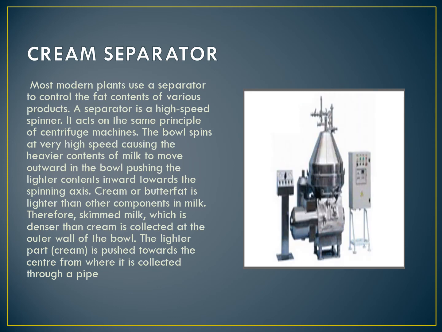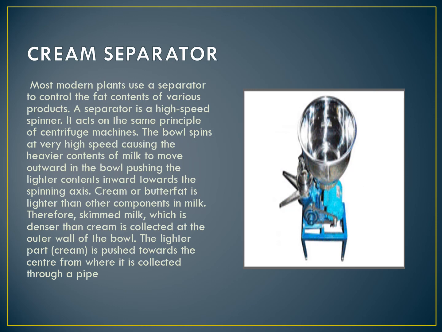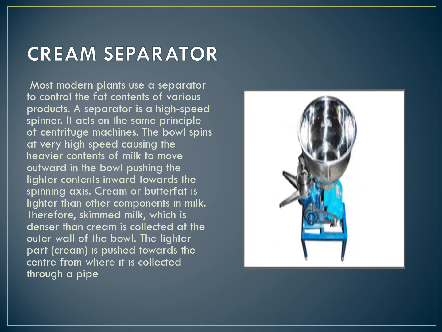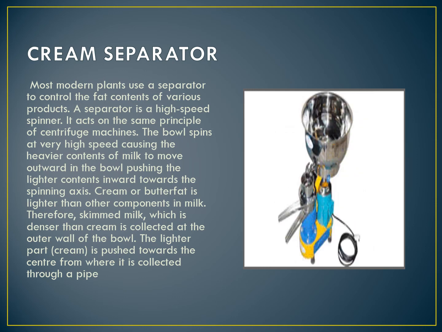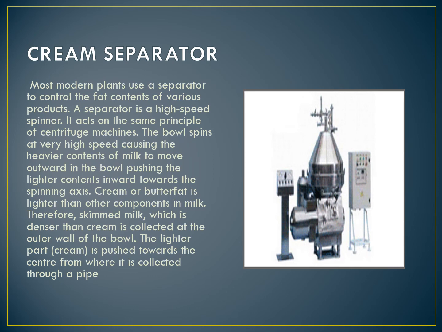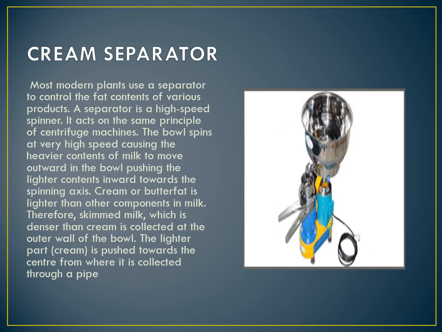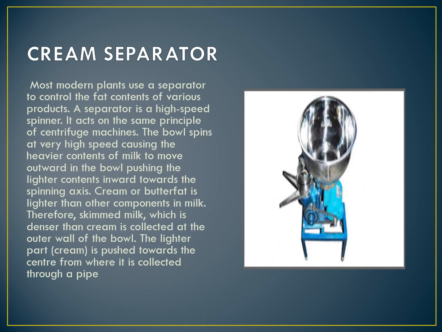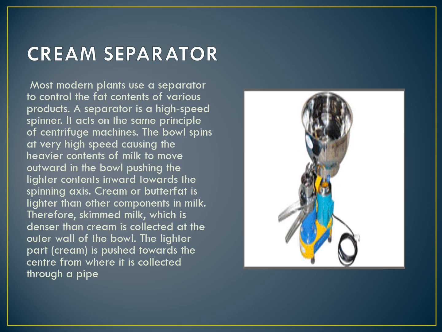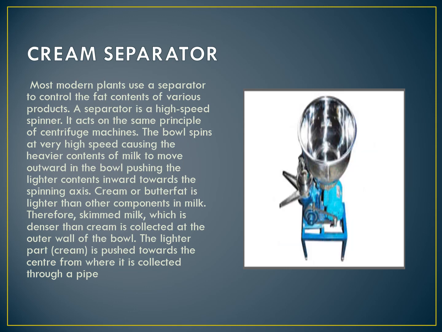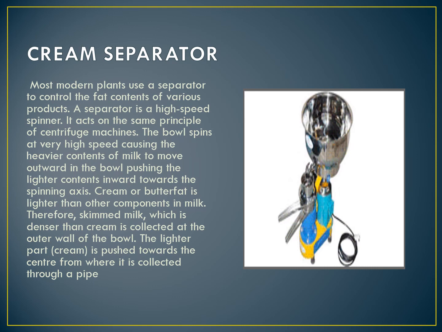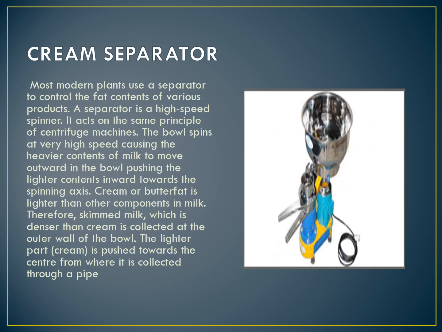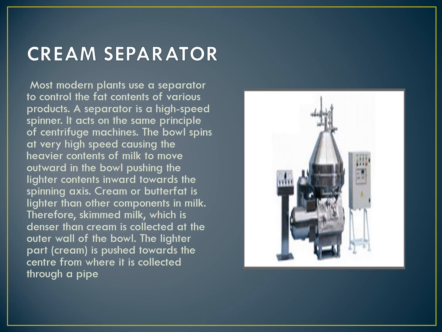The cream separator is used to separate fat contents in milk and other products. The cream separator also works on the principle of a centrifuge machine. When it spins at a very high speed, the heavy contents of milk move outward to the bigger radius, while pushing the lighter contents inward towards the spinning axis. As cream and butter are lighter than the other contents of milk, they gather near the spinning axis of the separator, from where they are collected through pipes. In the video clip, different types of cream separators are shown.